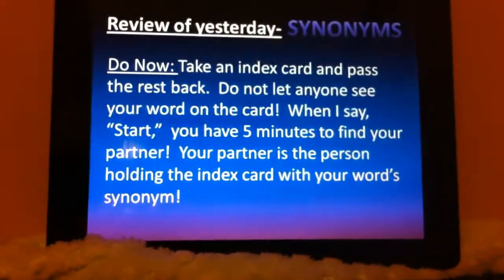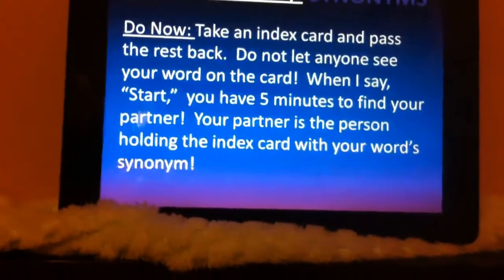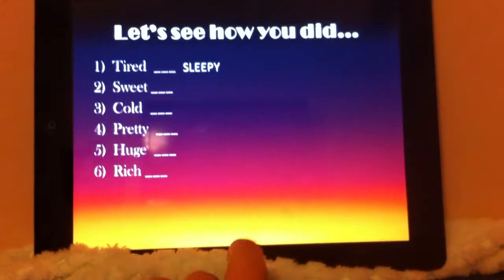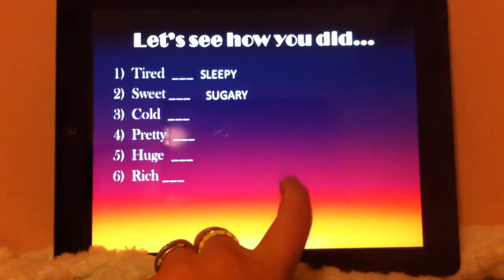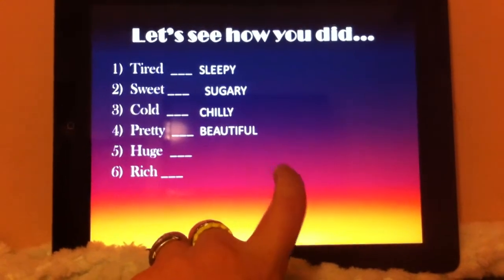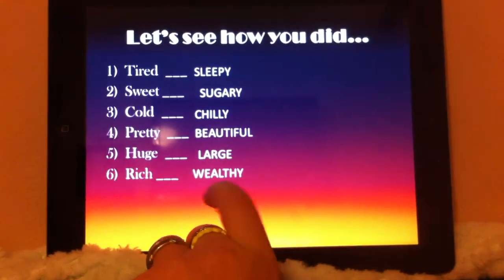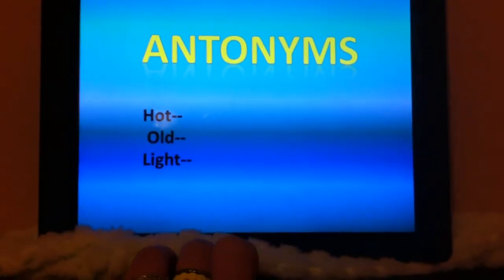So they're going to have some time to find their partner, and then they can be partnered up with this person for the rest of the day, and it should be exciting. After the 5 minutes, we can go over how everybody did. The person who had tired should be matched up with sleepy, sweet and sugary, cold and chilly, pretty, beautiful, huge, large, rich, and wealthy. Then we can move on to antonyms for today.